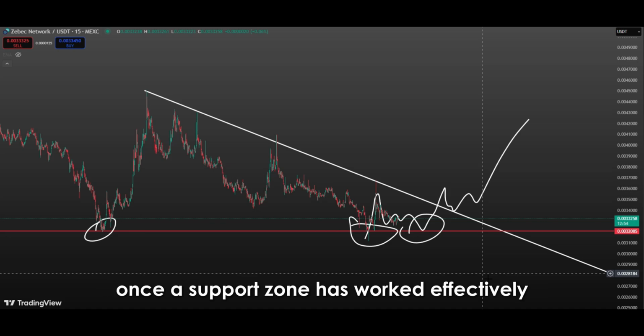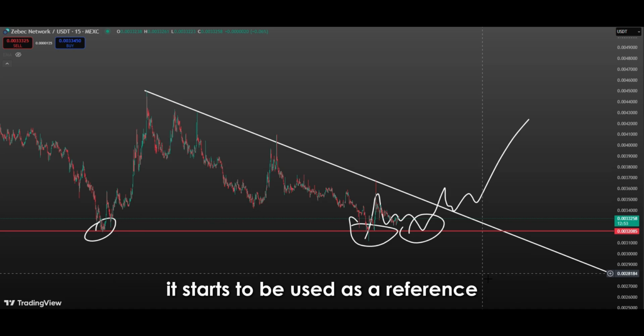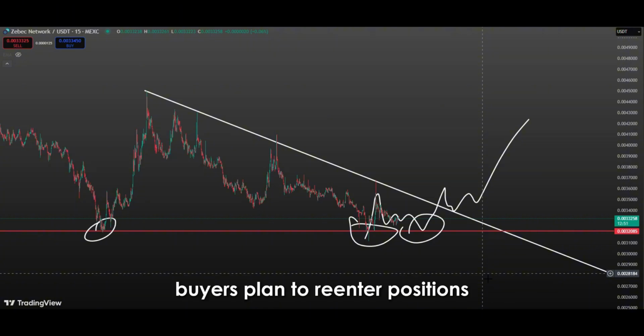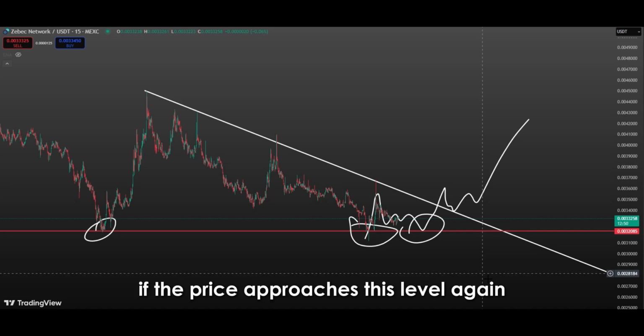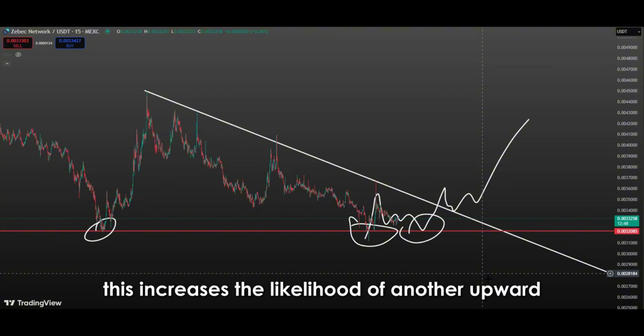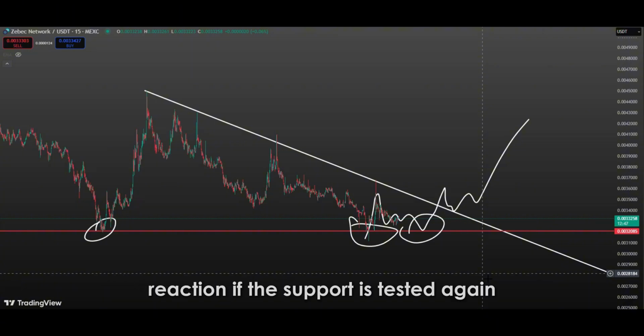Once a support zone has worked effectively, it starts to be used as a reference point by both buyers and sellers psychologically. Buyers plan to re-enter positions if the price approaches this level again, while sellers may reduce their pressure knowing the area is strong. This increases the likelihood of another upward reaction if the support is tested again.